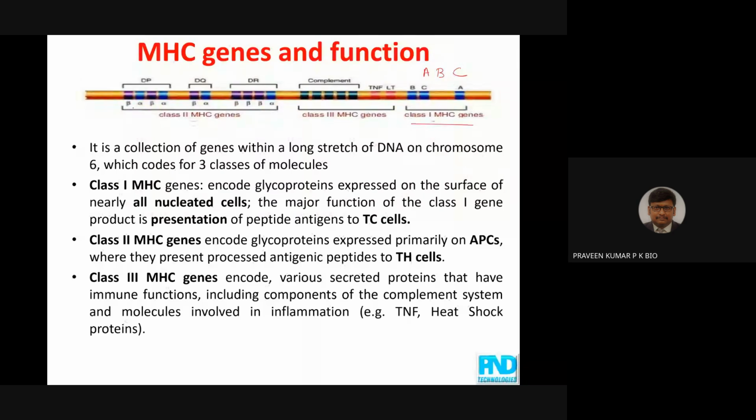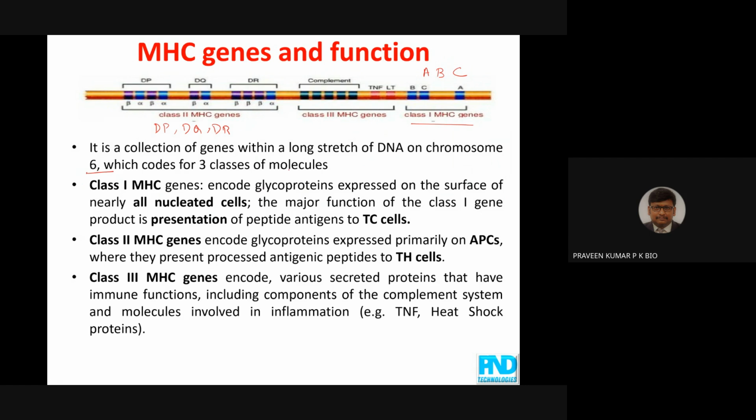If you take a chromosome, what is this chromosome? Chromosome 6. Chromosome 6 has A, B, C, which code for class 1 MHC, and it also has DP, DQ, and DR. So these are the important genes. And whatever epitopes we have discovered, we have to target these genes to check the immunity.